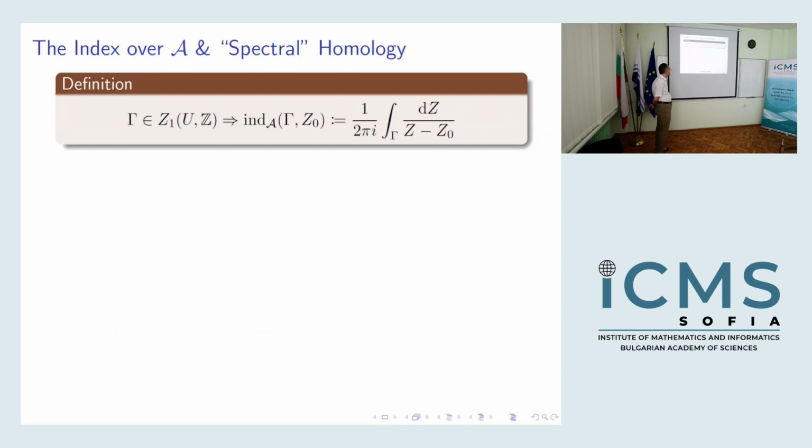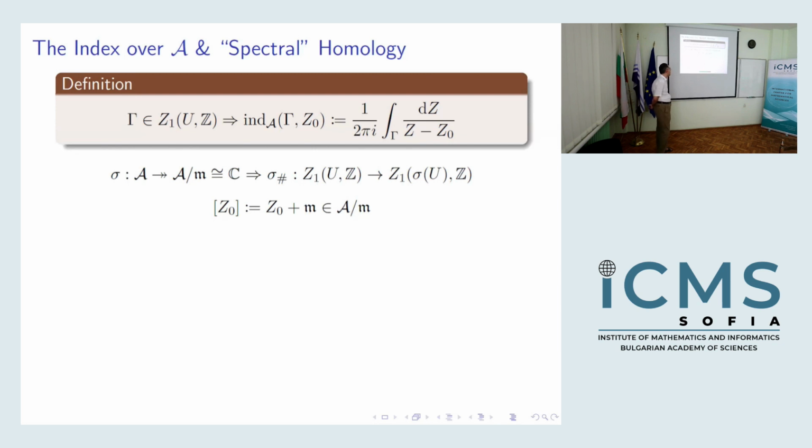Right, and another thing that we need is a notion of an index in this algebra. And the index is defined in pretty much the same way, as long as, of course, the integral on the right-hand side is well defined. So, because we have a non-trivial group of units in the general case, the denominator has to be well defined. So the cycle, shifted by Z0, has to be in the invertible elements of the algebra for this to make sense.